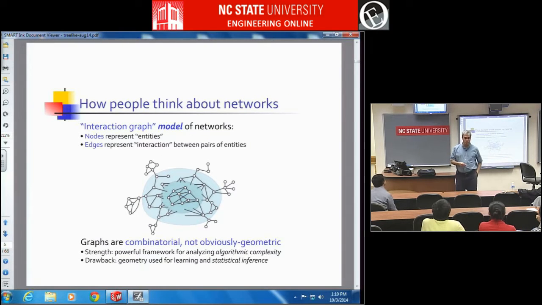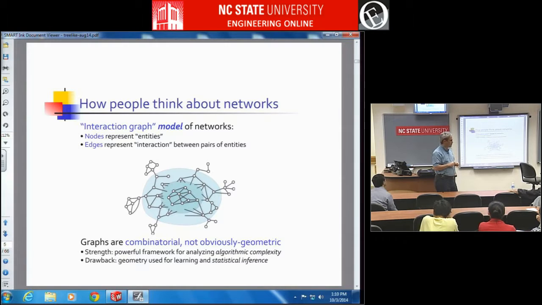So people think about networks. There's a million ways to think about these things. Today I'll talk about the simplest model, the so-called interaction graph model. It's just nodes and edges, nothing more. You can add directedness, you can add weights, you can add time, you can add lots of other stuff. A lot of what I say will go through to that, some of it won't, and that's going to be a complicated space. But let's just work with the simplest thing.